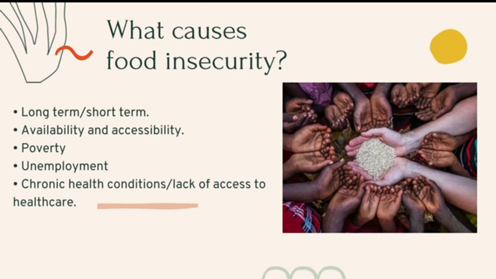There are so many people around the world that are going through poverty, and this is a huge problem, and it doesn't allow them to access the food they need and to provide them with the right nutrition to lead a healthy life. Third thing is unemployment.